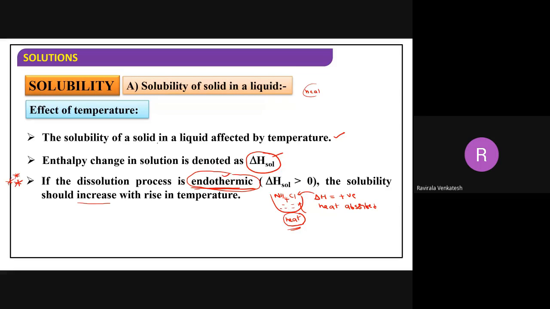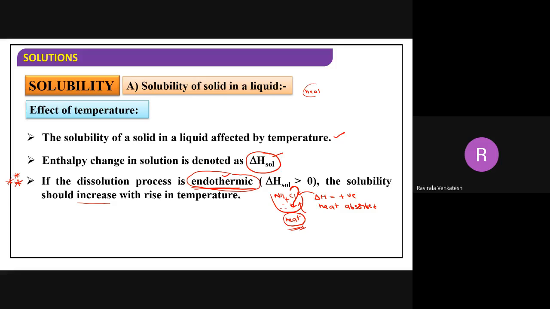So when you heat here, the equilibrium should decrease the temperature. In that case, it will absorb the heat. In which direction is heat absorbed? In this direction. When ammonium chloride dissolves in water, heat will be absorbed. So more ammonium chloride will dissolve here. Understood my point?